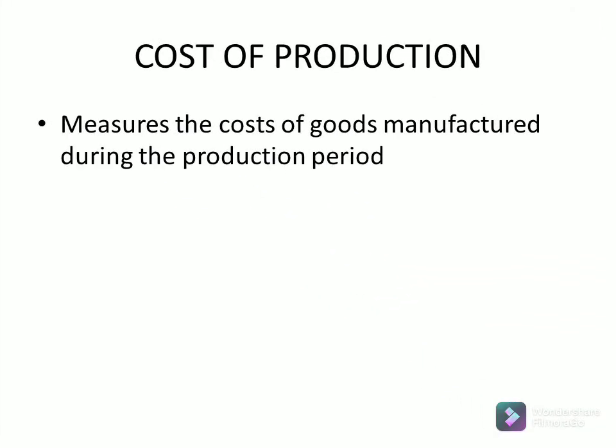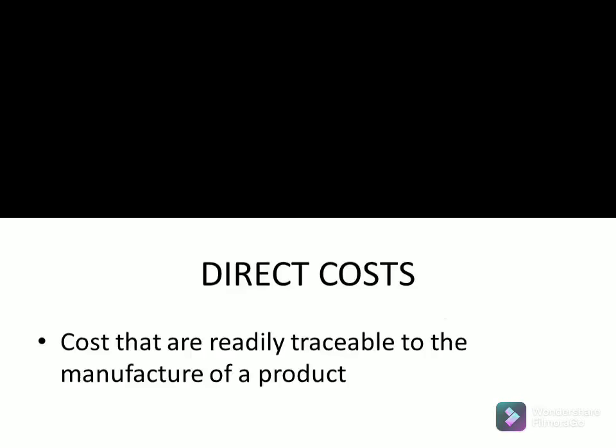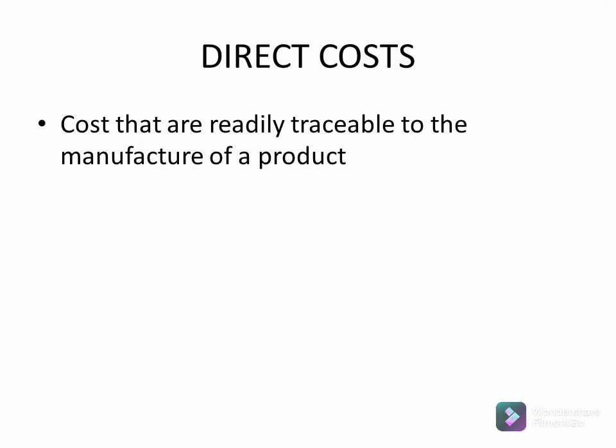Cost of production measures the cost of goods manufactured during the production period. Here you add your direct material with your direct labor and factory overhead. Direct costs are those costs that are readily traceable to the manufacture of a product. It is subdivided into direct material cost and direct labor cost.